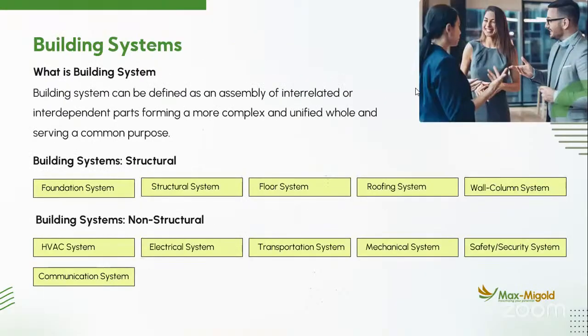And we have already mentioned, what is a building system? A building system can be defined as an assembly of interrelated or interdependent parts forming a more complex and unified whole and serving a common purpose. So we have the building structure. In structural terms, you have the foundation and the structural system. And when you talk about the structural system, you talk about the floor system, the roofing system, the wall and column system. In the non-structural, you talk about HVAC, electrical system, transportation system, mechanical, safety and security, and communication system.